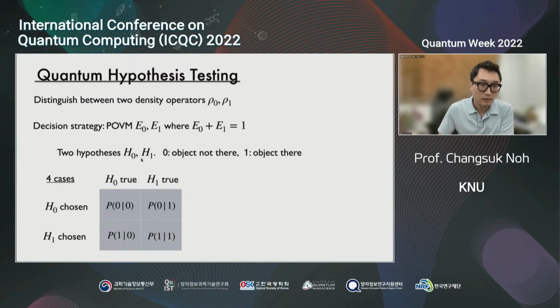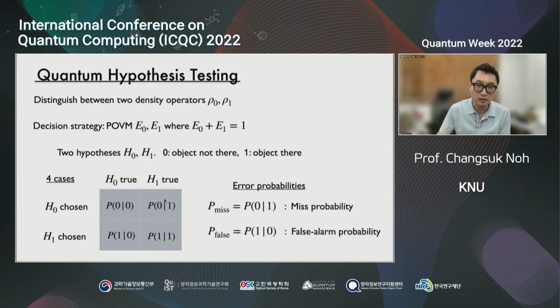And then we have 4 cases. This column is when the object is not there. This column is when the object is there. And this is for our decision. We choose to say hypothesis 0, that it's not there, or we choose hypothesis 1, which is that the object is there. So these are 4 conditional probabilities.